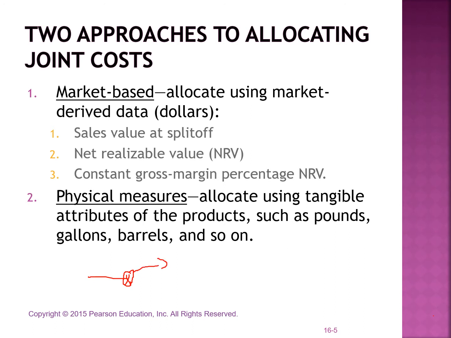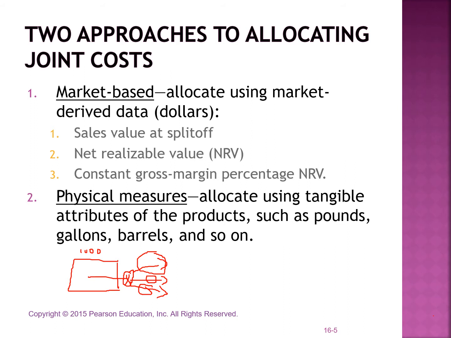Then we have more than one product. Each of these products will have a separable cost that can be directly traced to that product. But what about the joint cost that happened before the split-off point? How are we going to allocate it? Because maybe here I paid $1,000 and I would like to allocate it to the three main products after the split-off point.